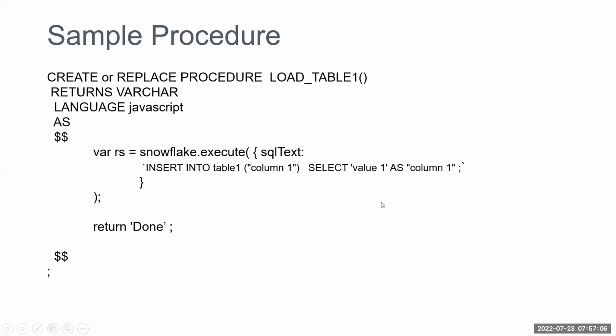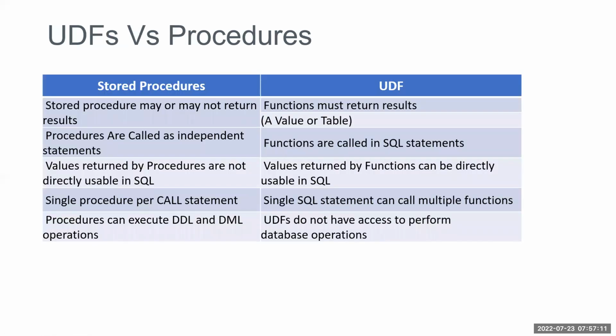We'll see in detail while executing the lab part. So these are the differences between UDFs and procedures. Stored procedures may or may not return results. Just now we have seen, right? It was not returning any result because it was executing some DML operations, and just for namesake we returned done. It's not mandatory for stored procedures to return results, but for functions it must return results. It can be a value or it can be a table.